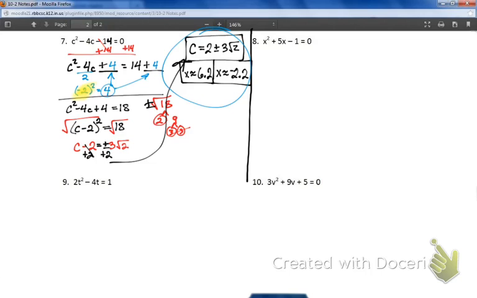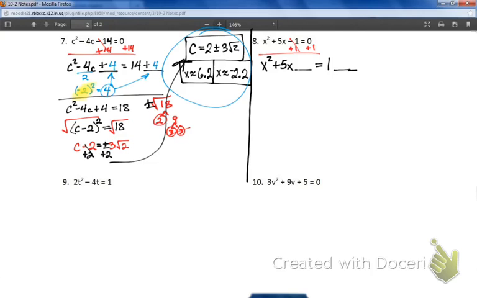Okay, looking at number 8 now. 8 is slightly different, and you'll see why here in a second. We'll start this problem out the same. I am going to add 1 to both sides to clear that spot. So I have x squared plus 5x blank equals 1 blank.